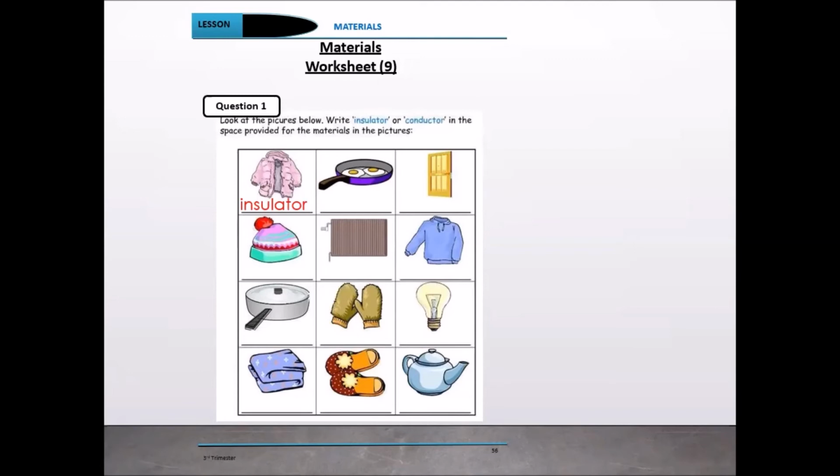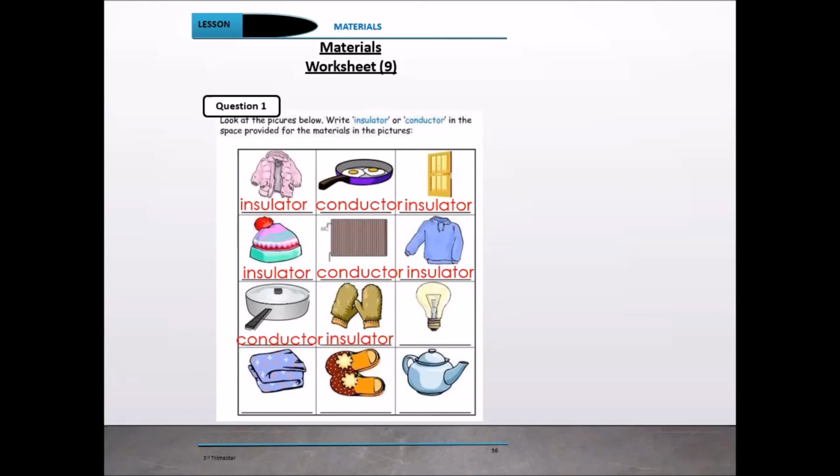Okay, what about the frying pan? Yes, conductor. If you touch it, you will find it very hot. What about the wooden door? Insulator, of course. If you touch it, you will not find it hot. What about the hat or the ice cap? Insulator. Yes, it's like the coat. Why do you wear it in winter? To keep the warmth inside you. Conductor. It's the grill which is conductor. Yes. Again, sweatshirt. Yes, insulator. It's like the coat. Again, pan or any cooking utensil. Conductor. Yes, the gloves. Insulator. It's like the ice cap and like the coat.